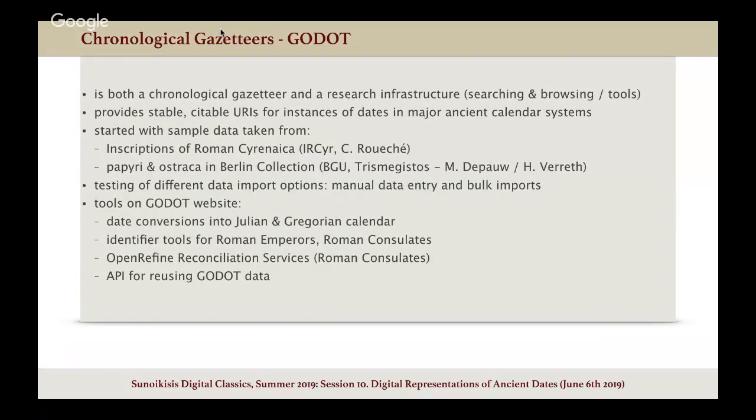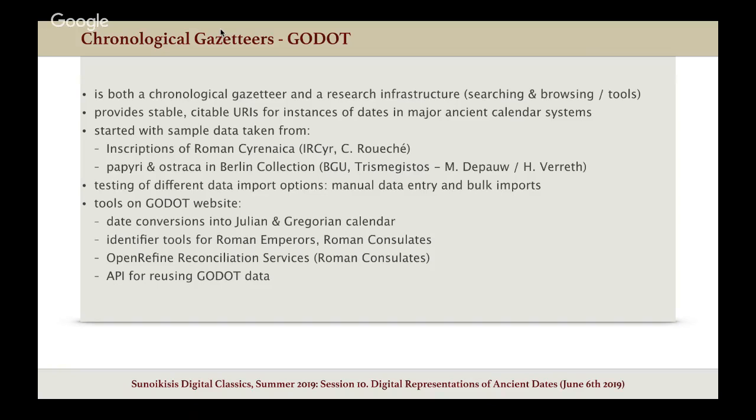Godot is both a chronological gazetteer and, to some extent at least, a research infrastructure where you can search and browse for data, and you can use some tools on the website. It's a gazetteer, so we have stable, citable URIs for calendar dates. We started with some sample data taken from the Inscriptions of Roman Quranic project, an online edition by Charlotte Rocher.